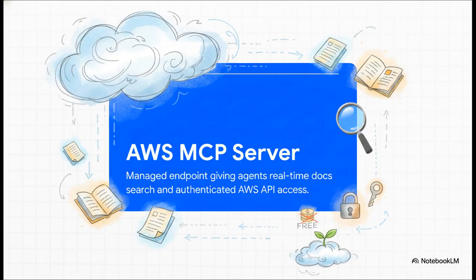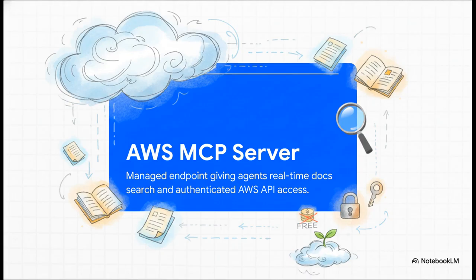Okay, the AWS MCP server. This thing is the absolute heavy lifter of the whole operation. It's a managed endpoint using the Model Context Protocol. And what it does is give your coding agent the superpower to search actual current AWS documentation in real time. It's no longer just guessing based on 2-year-old training data. And even better, it lets the agent make authenticated AWS API calls right through your local IAM credentials. Everything funnels through this managed server and gets validated.